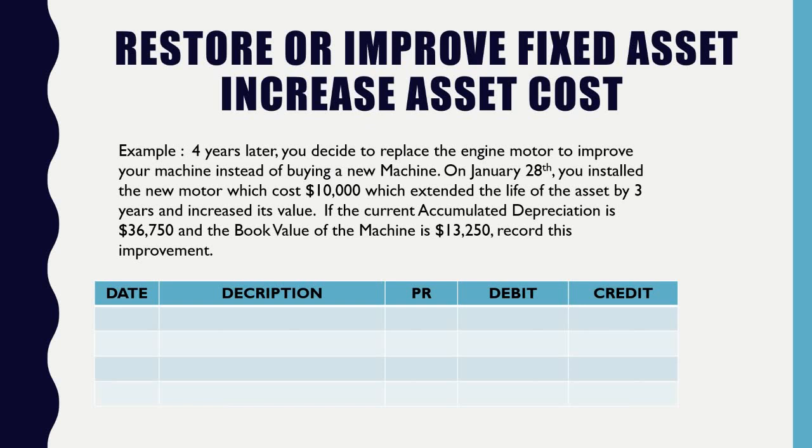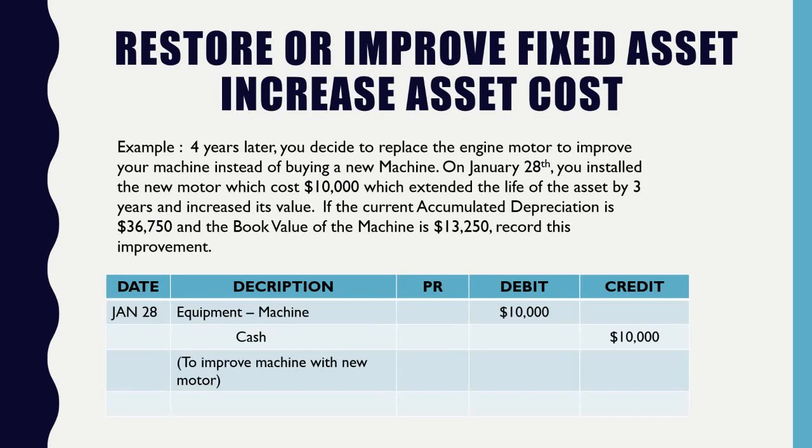You got that $10,000 replacement for the motor, but this time, instead of recognizing I'm going to change my book value, this time I'm going to add the cost to the asset itself. So in this case, I'm going to journalize that I'm going to increase my equipment by $10,000 cash. Okay?